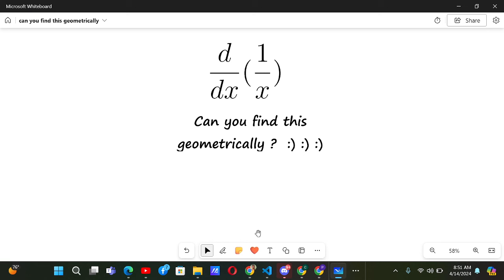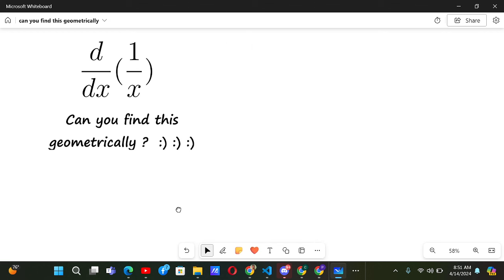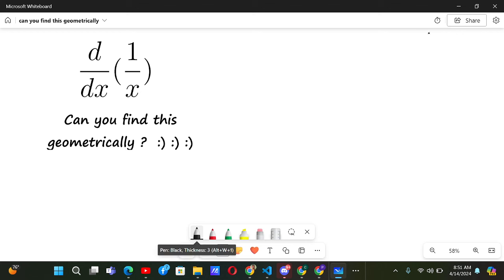It's gonna be a really interesting ride to solve this derivative geometrically. So let's see how we do that. Okay, so we basically begin with a rectangle. So that's how we introduce area.